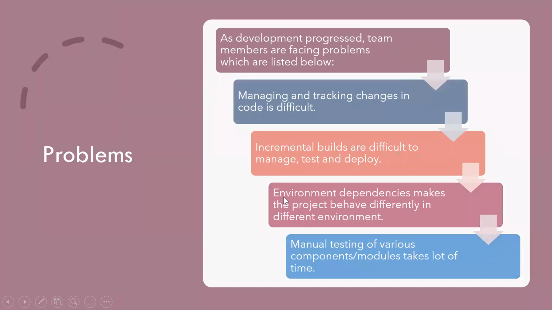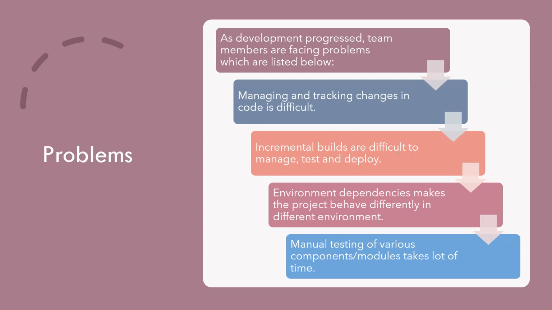Let's see the problems they were facing. First, it was very difficult for them to manage and track the code changes due to the continuously changing requirements. When you do code changes frequently, your builds will be very frequent too, so it is very difficult to manage, test, and deploy them. Then the third was environmental dependency.